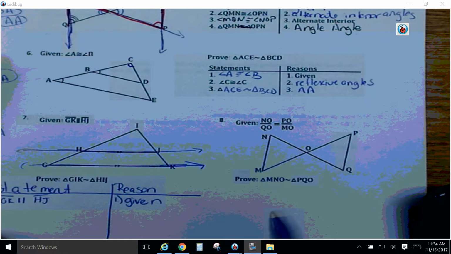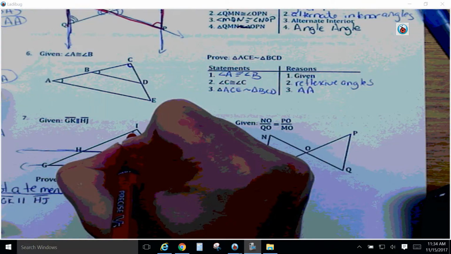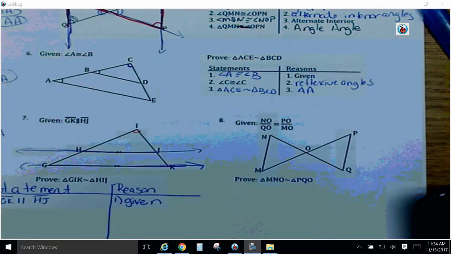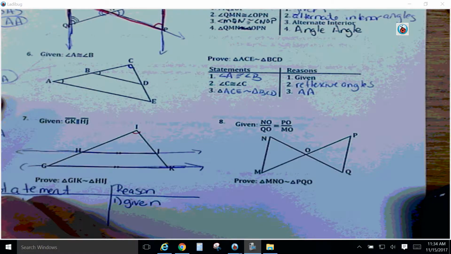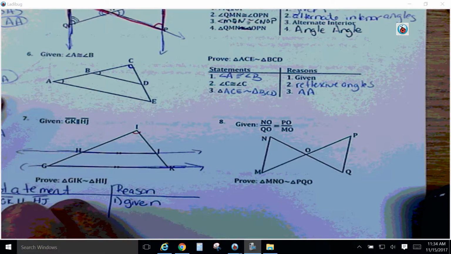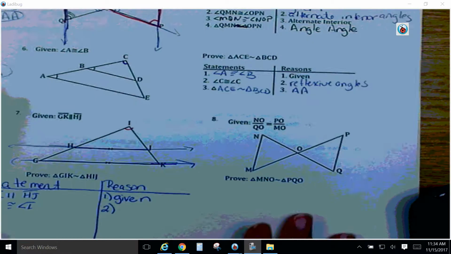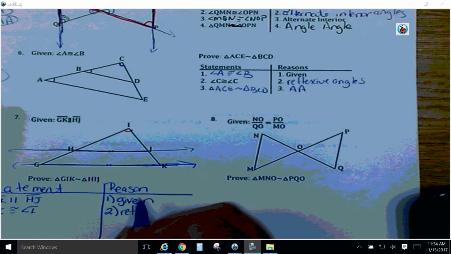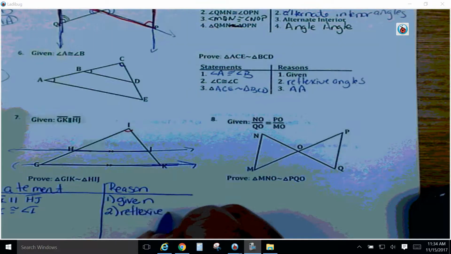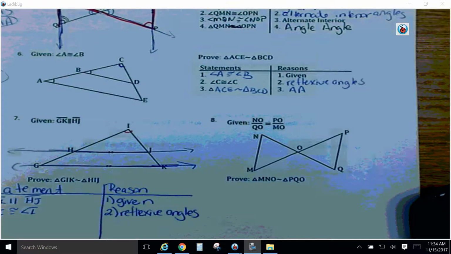Well, the easiest one to see, in my opinion, would be I. You can see that angle I is congruent to angle I because, and what's that called when they're a shared angle? It's called reflexive angles.